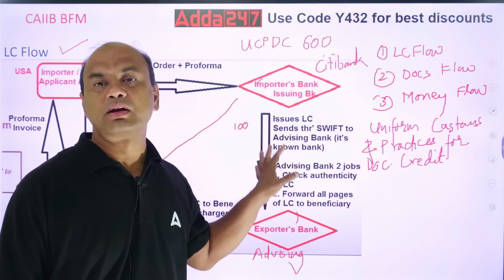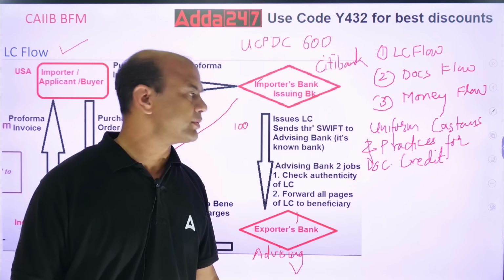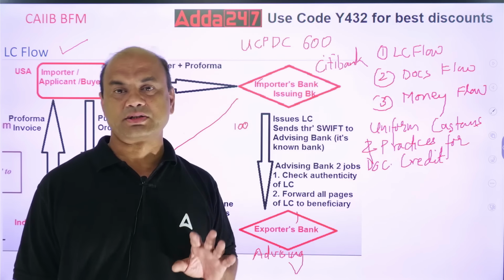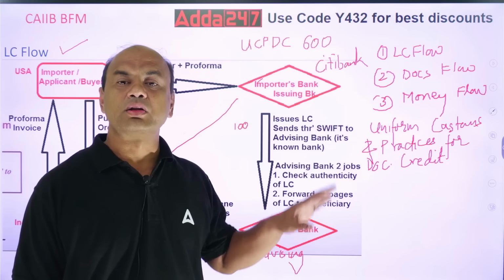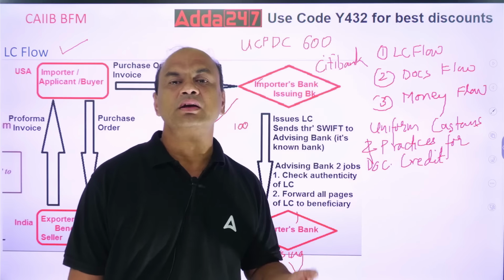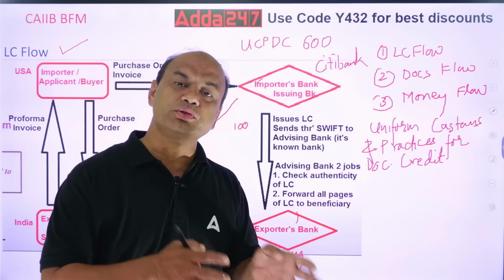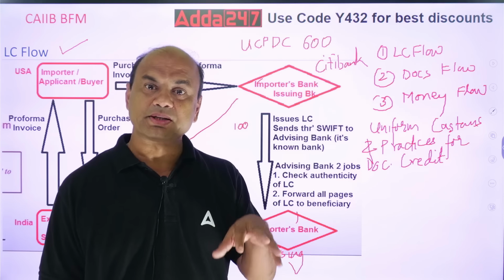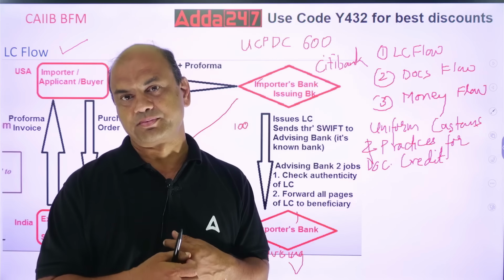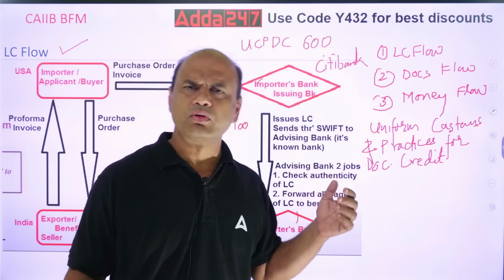The whole thing is covered under UCP 600. UCP DC we call it, Uniform Customs and Practices for Documentary Credit. UCP 600 is the latest version. All of these are governed under UCP 600. And ISBP means International Standard Banking Practices, but main is UCP. ISBP is based on UCP. It is a supporting document to UCP. So these two documents are the main ones on which your whole LC process works.